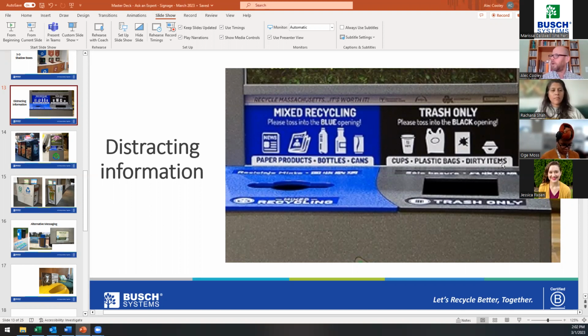Right here where it says dirty items, is that essential information, or is it not? And it's not. Again, some of this is judgment call. Do you need to have the word only after trash, or is trash self-explanatory enough? Anything that you can strip away that is not conveying the most critical information in this context, to me, starts becoming a distraction. Having the word products after paper, same thing. So that's one thing I would offer.